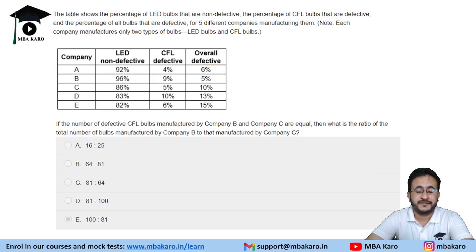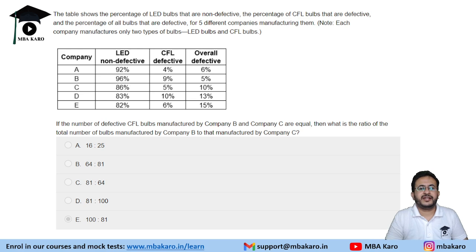Next question. If the number of defective CFL bulbs manufactured by company B and company C are equal, then what is the ratio of the total number of bulbs manufactured by company B to that manufactured by company C? Now, this was a difficult question and should have been skipped in the examination. I struggled a lot in this question. And if you watch that video in which I was solving, I was unable to solve during that attempt, and eventually I marked randomly. And luckily, I got this question right.